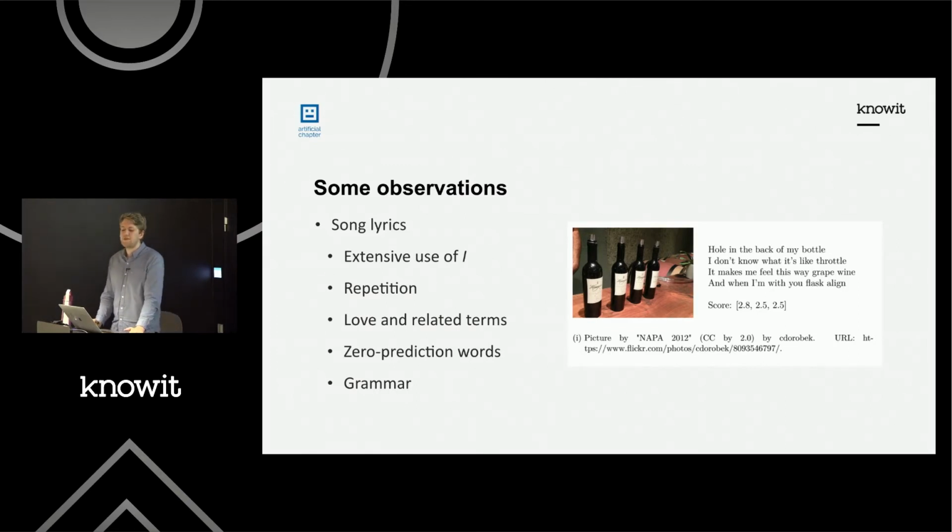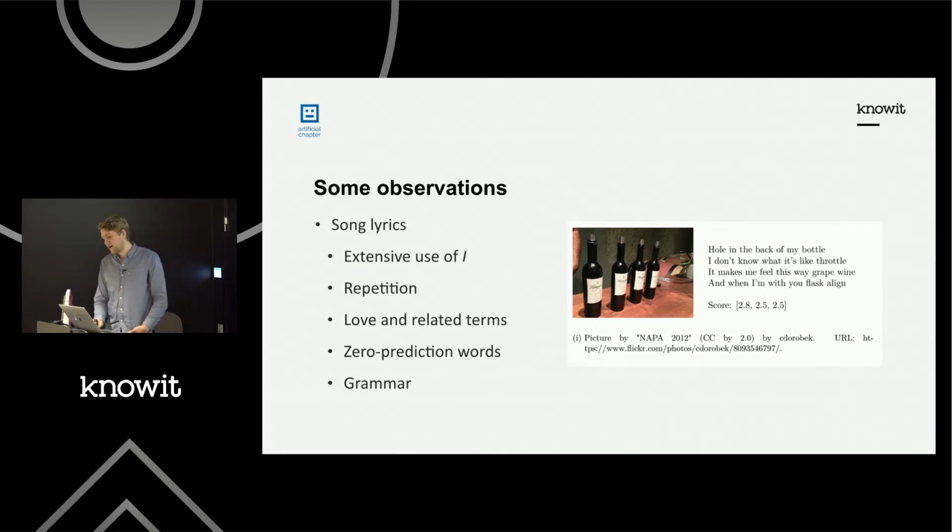Yeah, extensive use of I. I think it was in 87% of the poems, I is in there. There's a lot of repetition. So what I did was that when you were to predict the next word, what the LSTM did, I also said that, okay, if this word has already been in the poem, I'm going to give it a slightly worse score, so that it's not just going to be I all the way.